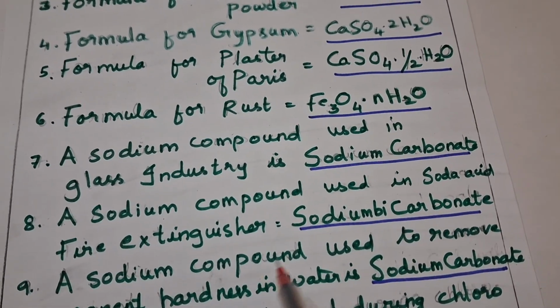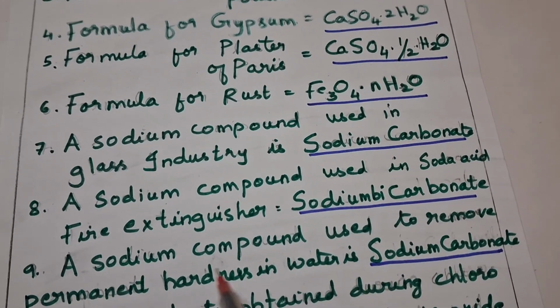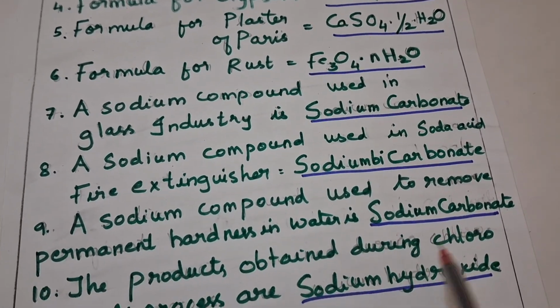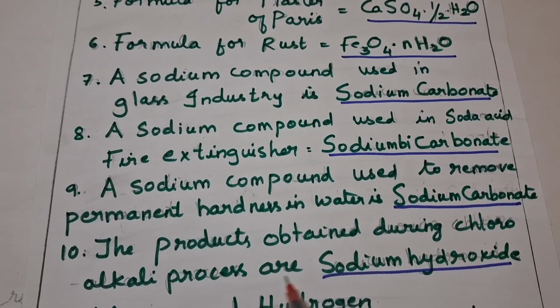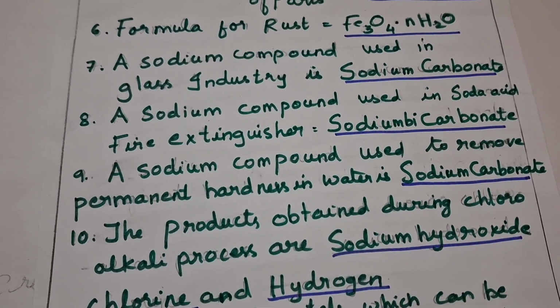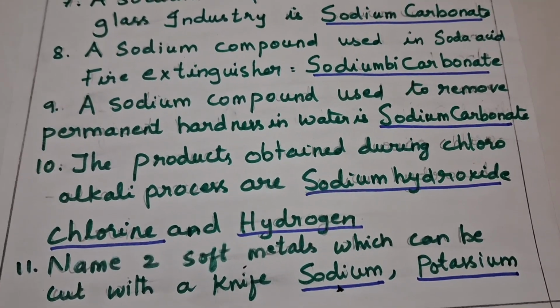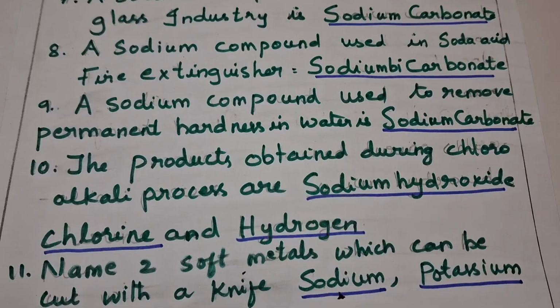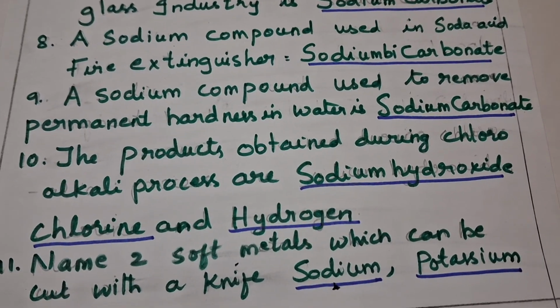A sodium compound used to remove permanent hardness in water is sodium carbonate. The products obtained during the chloroalkali process are sodium hydroxide, chlorine and hydrogen. The last one is, name two soft metals which can be cut with a knife: sodium and potassium.